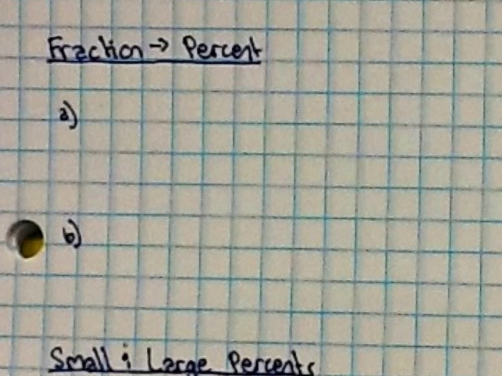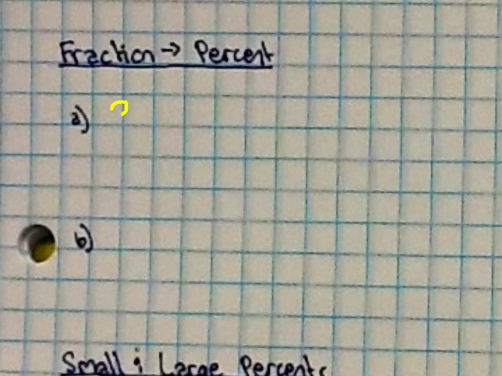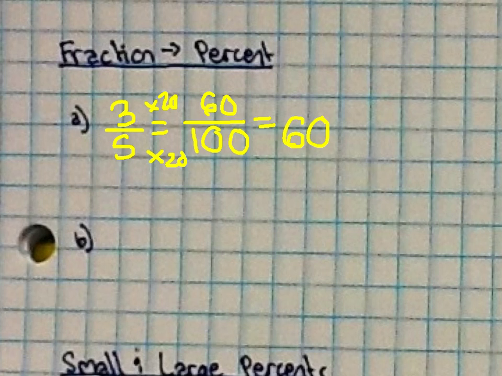To change a fraction to a percent, there are 2 methods. The first one that we learned in part 1 of this chapter is that if you have a fraction like 3/5, for example, since you know that percent means out of 100, you can just write this as the equivalent fraction out of 100. So times 20 times 20, and that equals 60 hundredths, and 60 out of 100 is 60%.